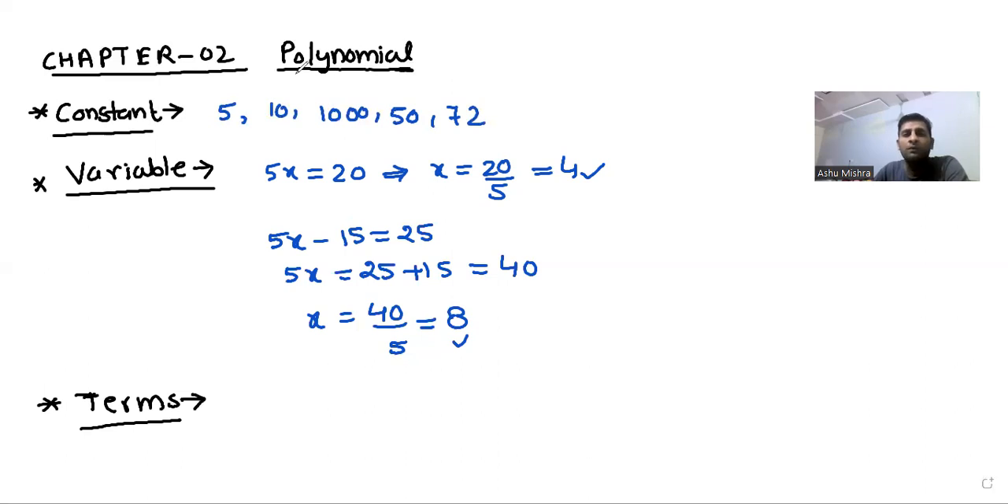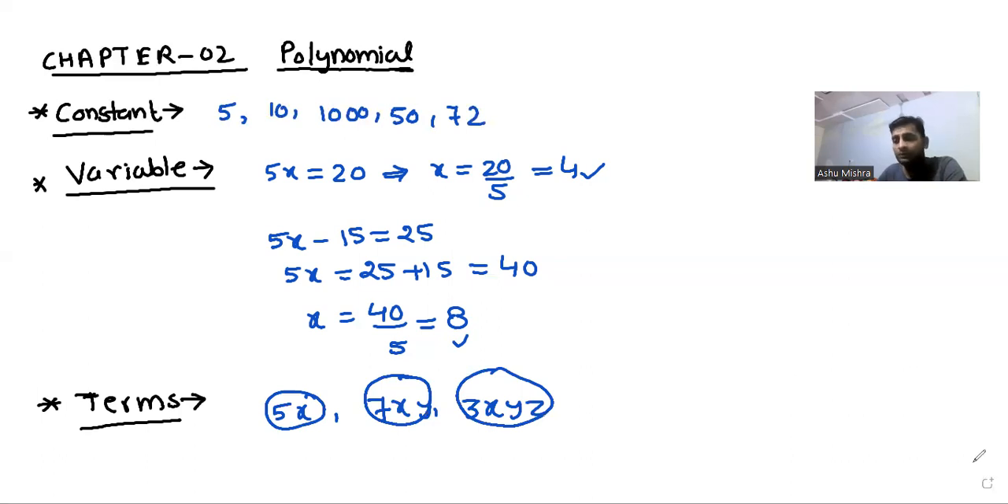The combination of variable and constant is known as what? Terms. Suppose I have 5x or 7xy or 3xyz. All these are what? This is a term. This one is also a term. This one is also a term. Got it? Then after that, your next topic is what?